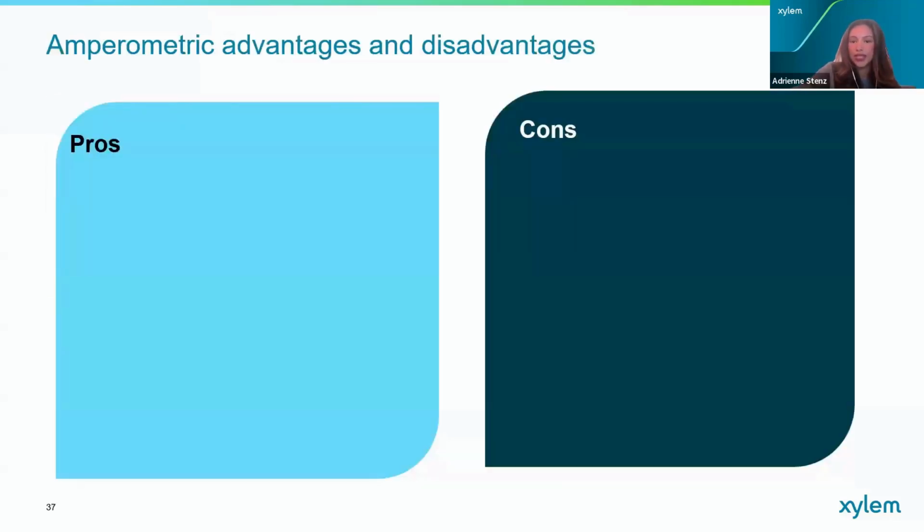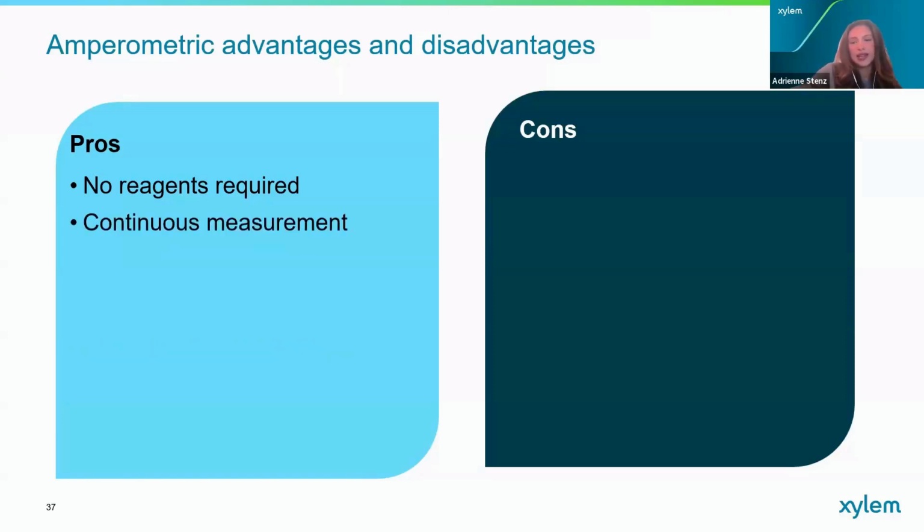In terms of the pros and cons of amperometric sensors, in terms of strengths, they are reagent-free, so there are no reagents to replenish monthly and no ongoing costs associated with that. They also don't produce a chemical waste stream from those reagents that you have to dispose of, like DPD analyzers do.